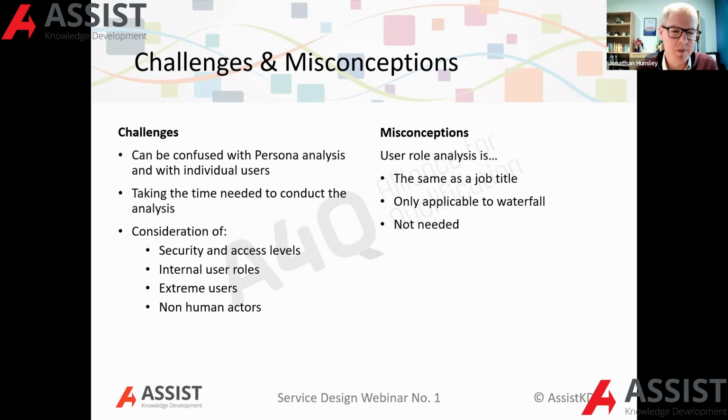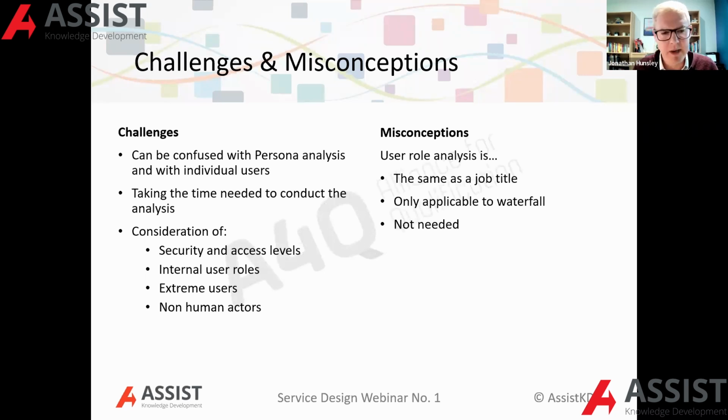Misconceptions. Lots of people mix this up with job titles. Your job title is different to your user role. You might be, I don't know, the fire safety coordinator at the hotel. That might be your job title, but you might fulfill the user role of manager or receptionist, and it doesn't impact your job title or your job or role description.